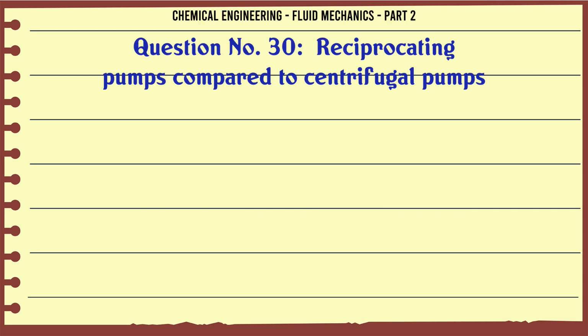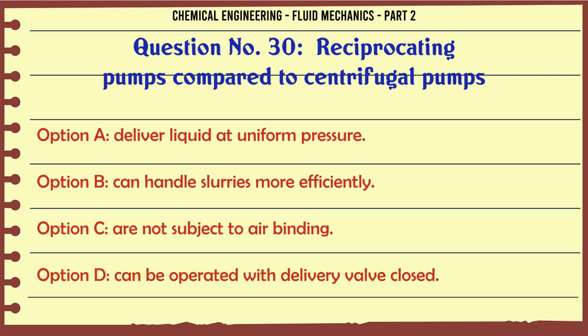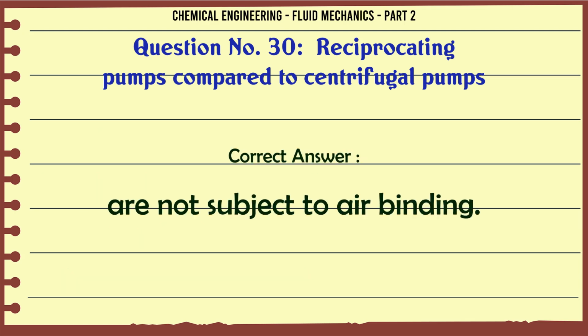Reciprocating pumps compared to centrifugal pumps A. Deliver liquid at uniform pressure. B. Can handle slurries more efficiently. C. Are not subject to air binding. D. Can be operated with delivery valve closed. The correct answer is are not subject to air binding.